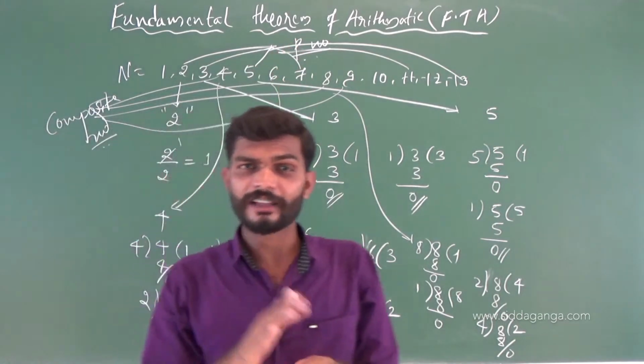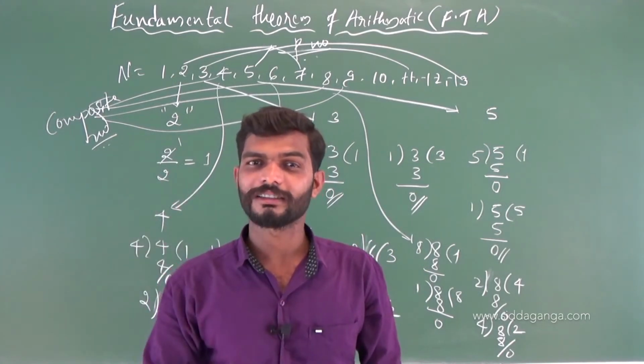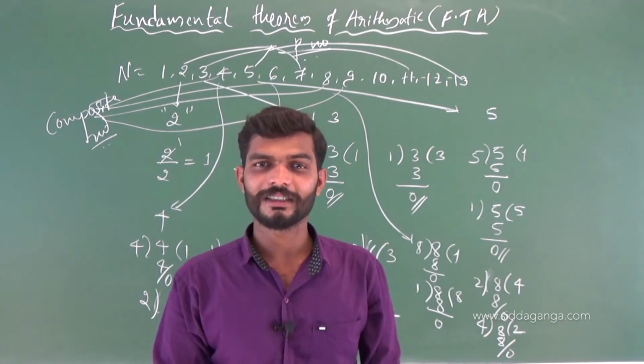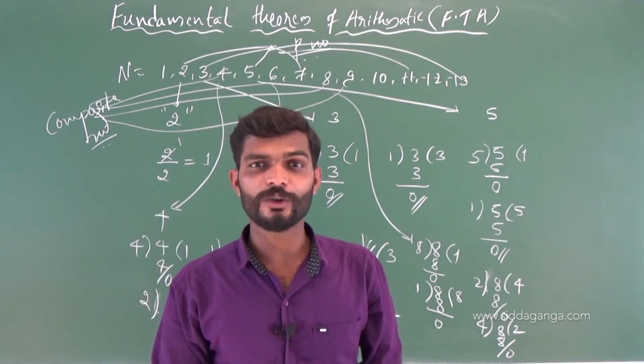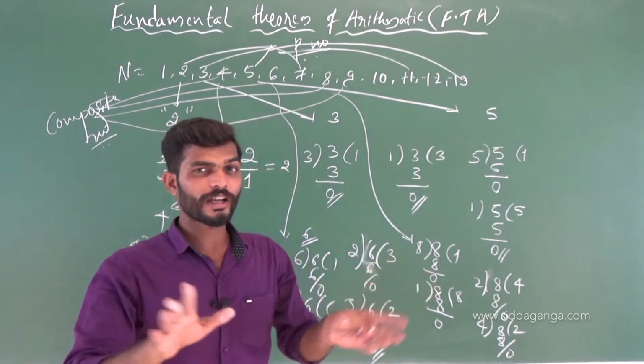Therefore, I can state like this. The numbers which can be divided by 1 and itself, that is it, they are prime numbers. The numbers whose divisors are more than 2.